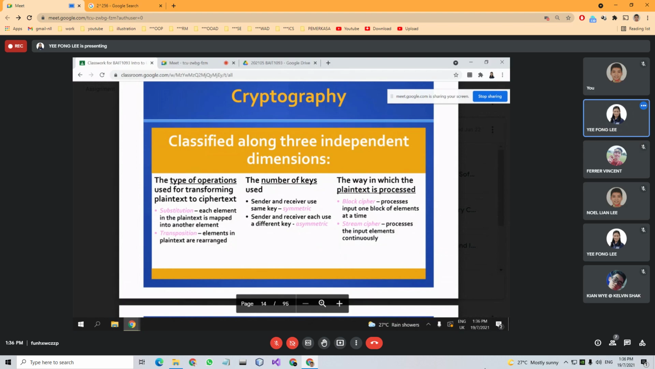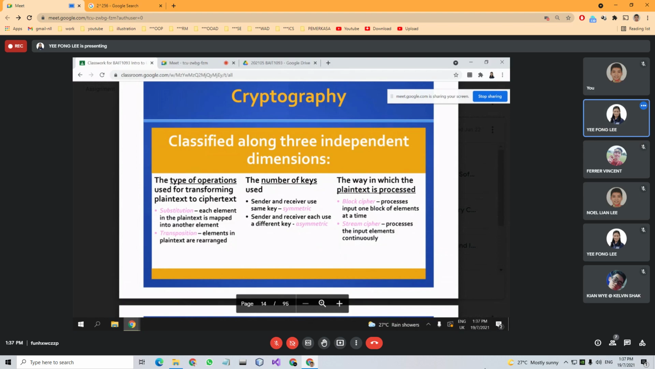How about the third one? The way in which the plain text is processed. It could be block cipher. What is block cipher here? You look at the explanation. It processes the input one block of elements at a time. Stream cipher processes the input elements continuously. So for the stream input, it will go bit by bit. Block cipher will go block by block. One block, how many bits? It depends on the algorithm.